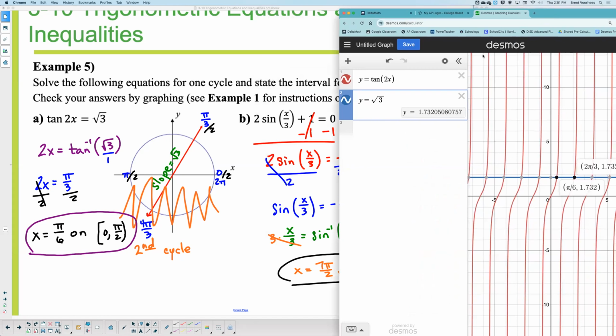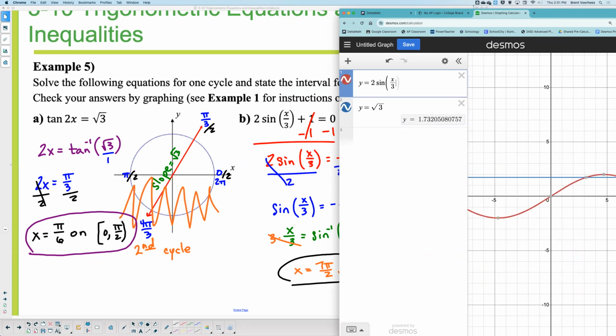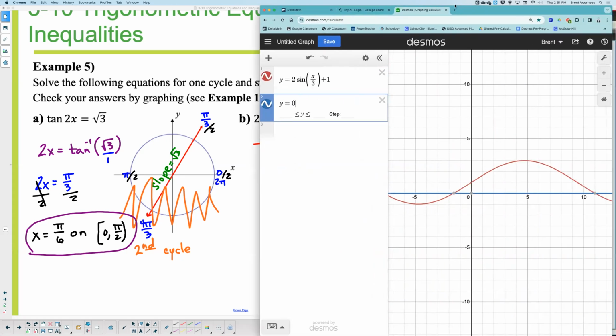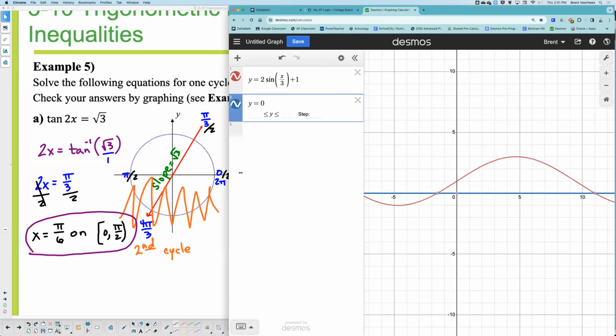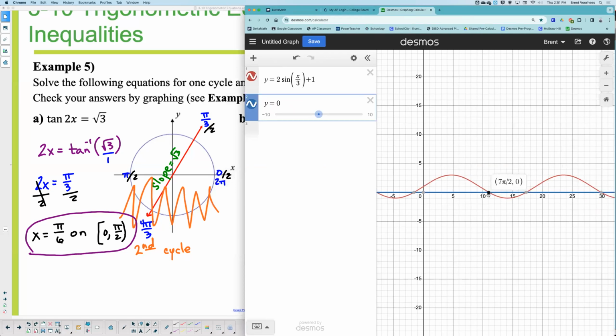You do the same thing here. If I graph the left side of the equation, 2 sine of x divided by 3 plus 1, and I set this equal to 0, once again, you can see there, I haven't even gotten my two solutions yet. I have to zoom out to get them. My first solution happens at 7 pi over 2. That's 11 pi over 2.